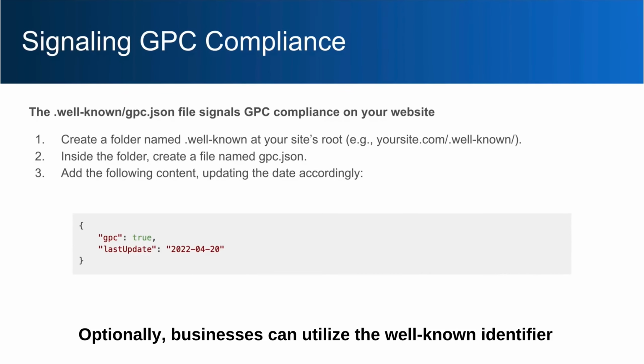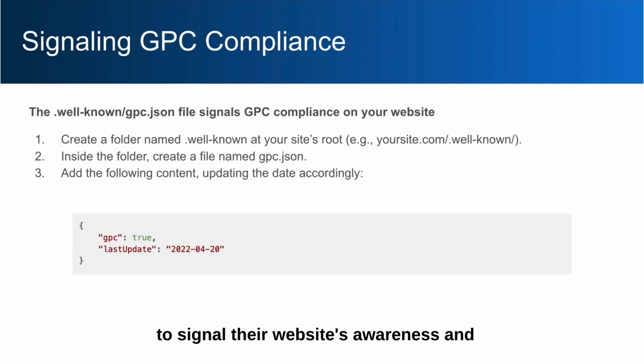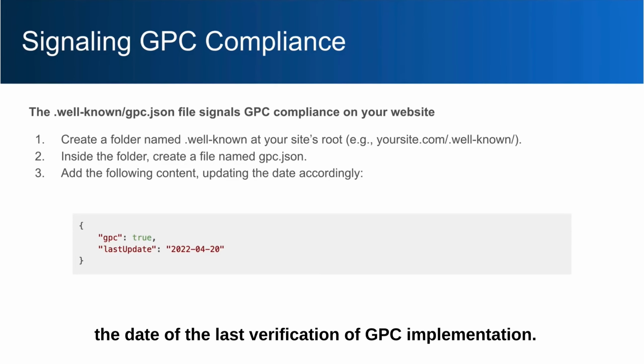Optionally, businesses can utilize the well-known identifier to signal their website's awareness and support for GPC. Using the well-known identifier allows a streamlined mechanism for signaling the abidance of GPC signals. Using the identifier involves creating a directory named .well-known in the root directory of the website and placing a file named gpc.json within it. The gpc.json file should contain the following structure, with the last updated property indicating the date of the last verification of GPC implementation.